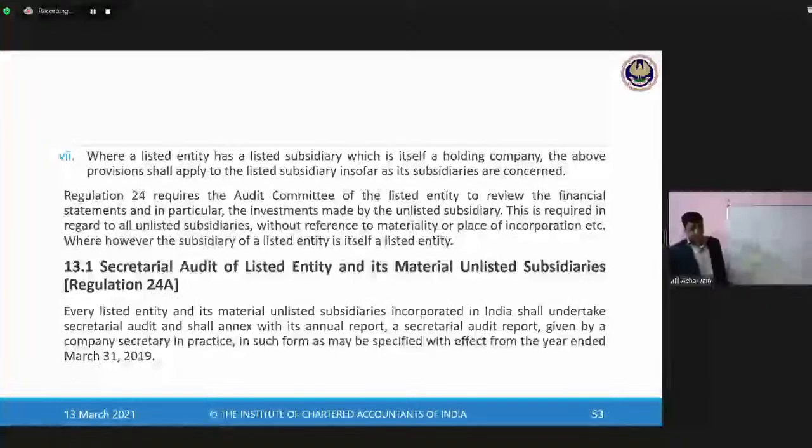Moving further on to the secretarial audit. Every listed company and its material unlisted subsidiaries incorporated in India shall undertake secretarial audit. Secretarial audit therefore is mandatory for listed companies. Okay.